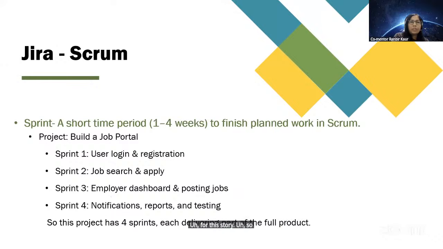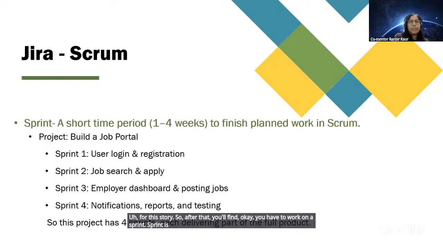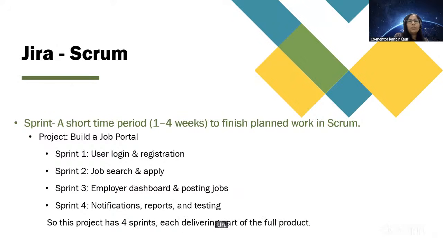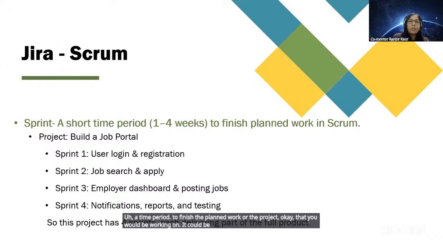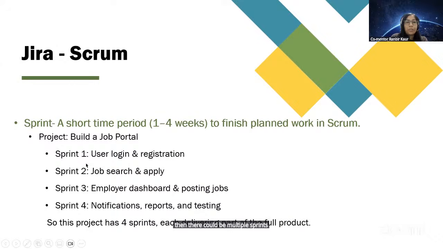After that, you have to work on a sprint. Sprint is basically a time period to finish the planned work or the project that you would be working on. It could be 1 week, it could be 2 weeks or 4 weeks. Here is an example. In case you are working on one project, build a job portal, then there could be multiple sprints like sprint 1, sprint 2, 3, and 4. But for today's assignment, we will be working on one sprint only.